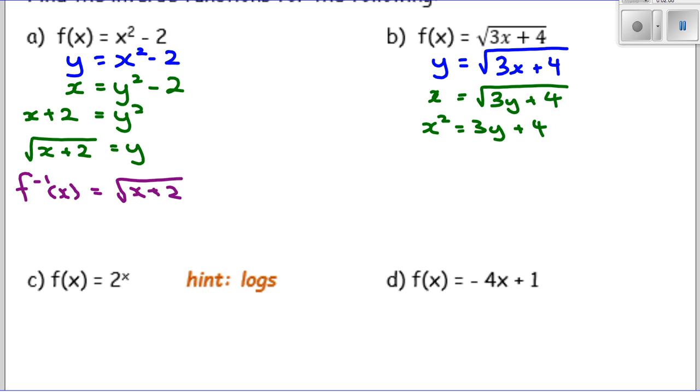And then would you deal with the 4 or the 3? Subtract 4, or you can do... Yeah. Actually, good point. Subtract 4 first. Yeah, you're right. So x squared subtract 4 equals 3y. And then, like Krista said, divide by 3. And just be aware, if it was g of x, you would have to use g minus 1 of x in your final answer.